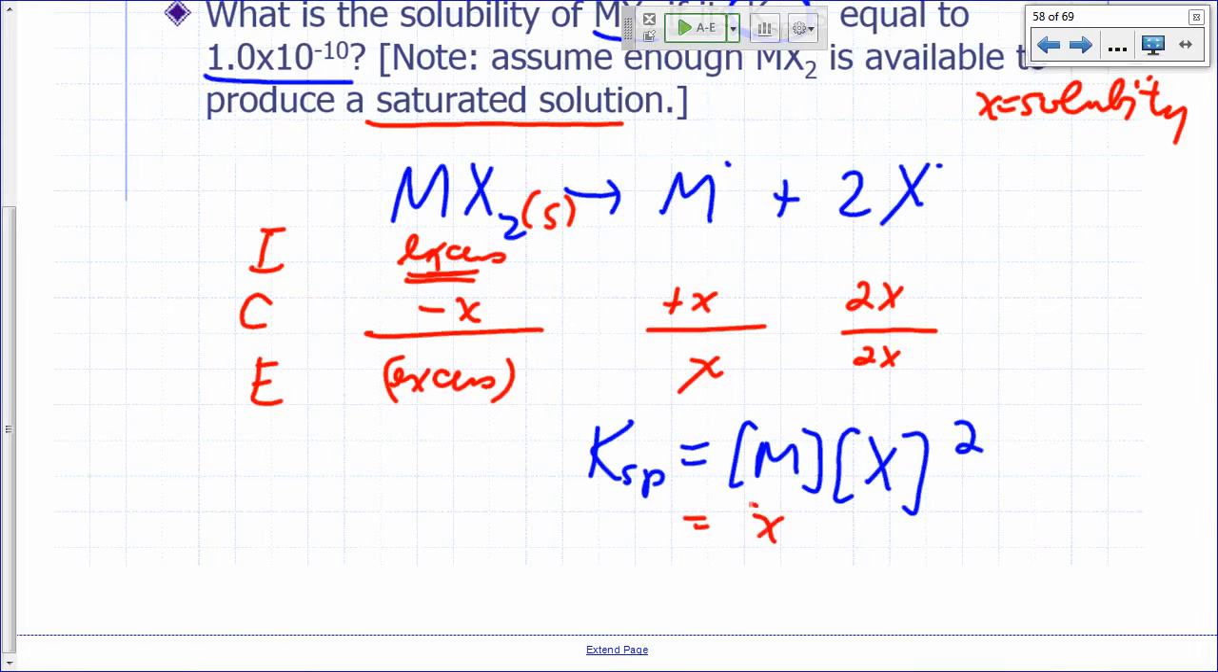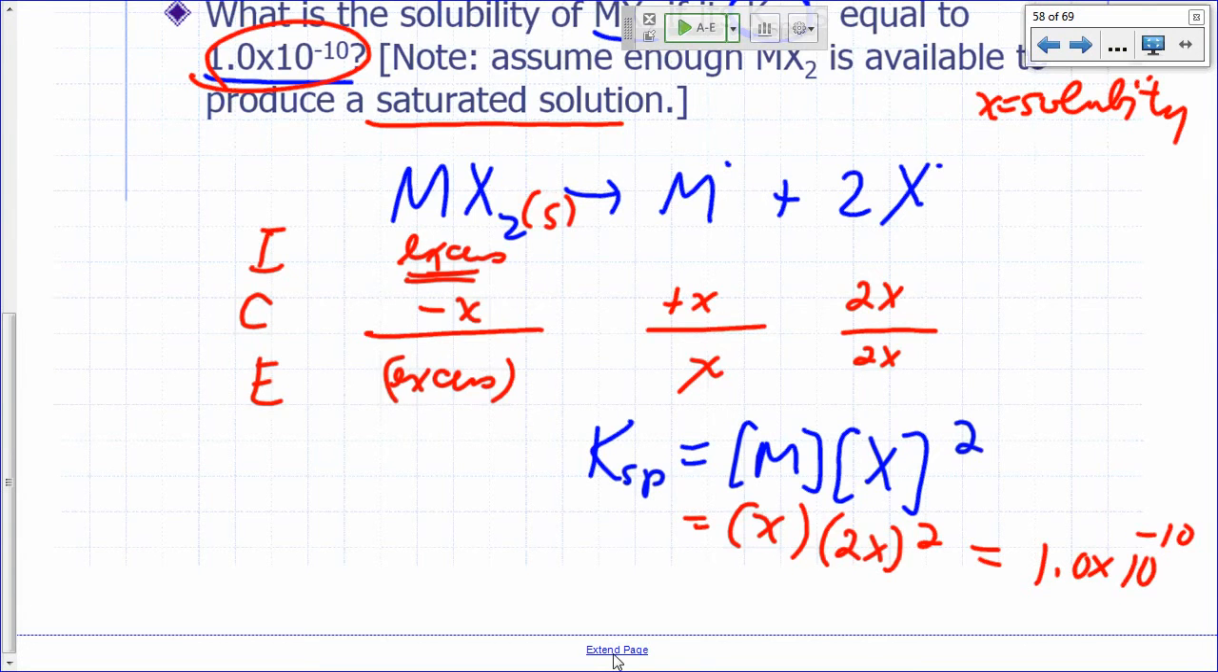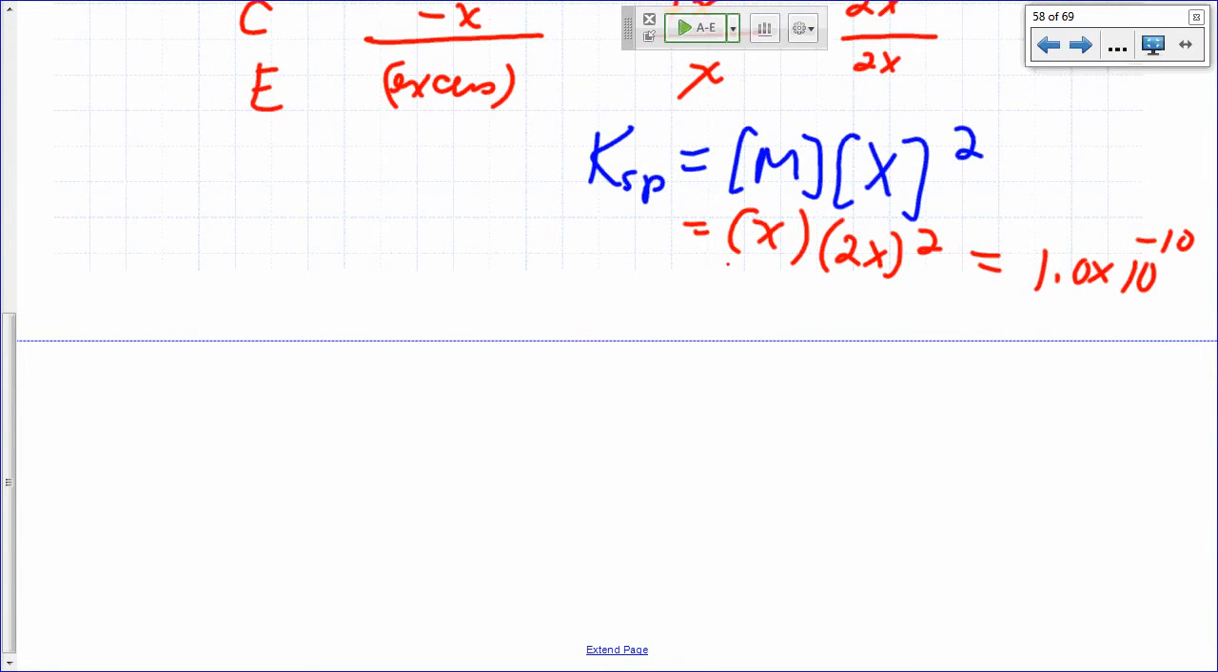So what's our expression for KSP in terms of X? This is going to be X times 2X squared. And we're given the KSP is 1.0 times 10 to the negative 10, so we say that that's equal to 1.0 times 10 to the negative 10. What would be our X? X times 2X squared is how much? 4X cubed, right? So that's equal to 1.0 times 10 to the negative 10.